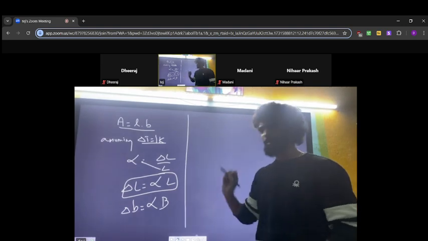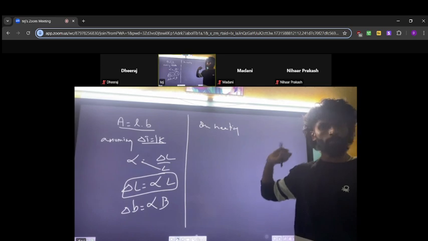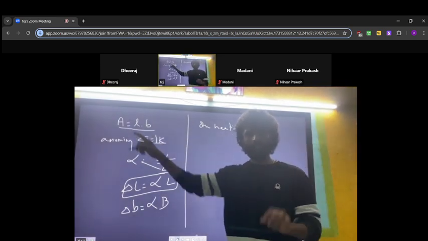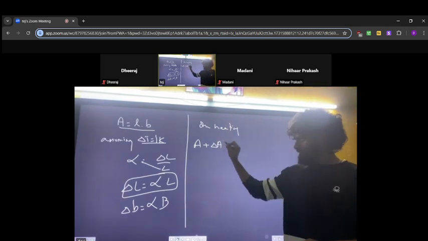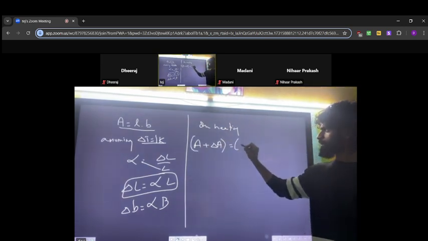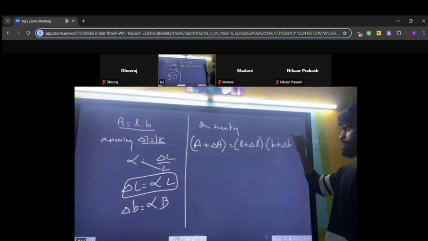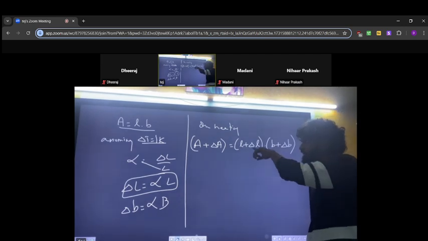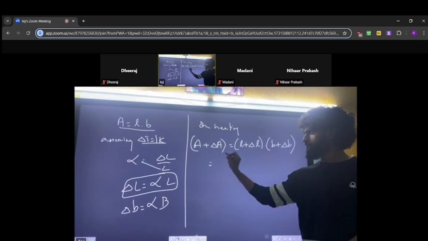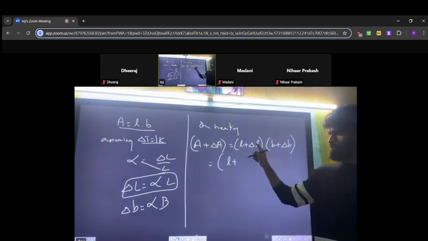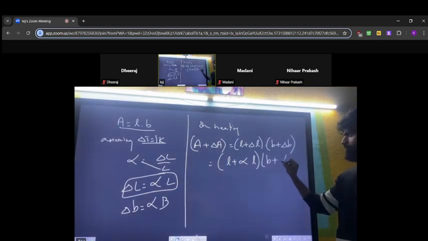Now listen. On heating, it's important for us, right? On heating, focus here. Left hand side, after heating, it becomes A plus delta A. Similarly, L becomes L plus delta L. Third, B becomes B plus delta B. That's all. So I wanted the values for delta L and delta B, and I have them right now. So ignore the left hand side for a second. Right hand side, write L as it is. Instead of writing delta L, write alpha L. B as it is. Instead of writing delta B, write alpha B.